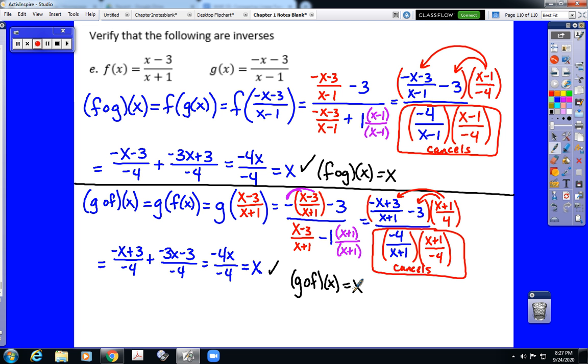Since both compositions are equal to x, we have managed to verify that f of x and g of x are inverse functions of each other.